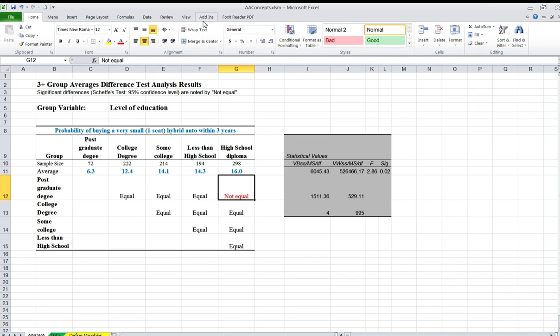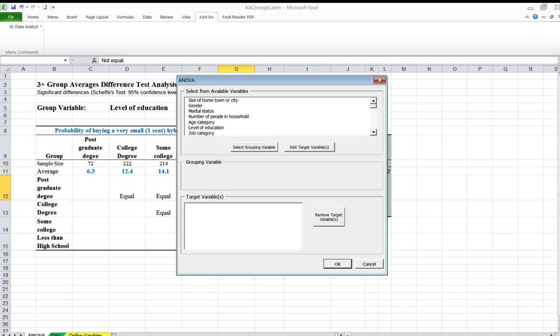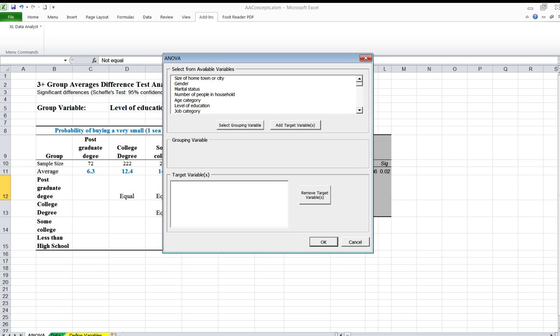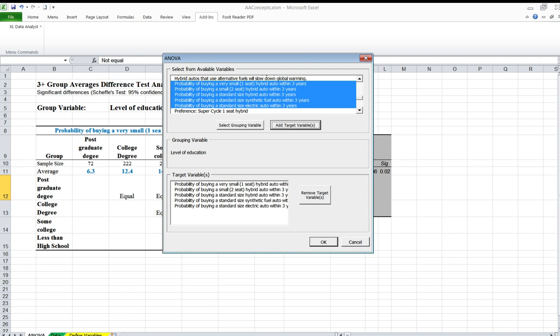We can do multiple Anova tests with this menu. This time I'm going to repeat the same thing using level of education, but instead we'll enter all 5 probabilities, because I would like to demonstrate something. Now, when I click the OK button, 5 Anova tests will be calculated.